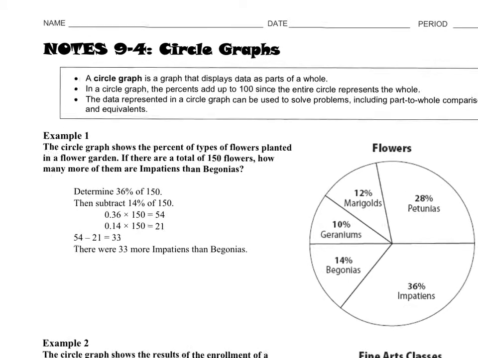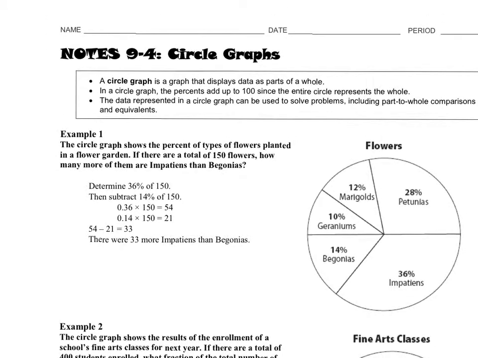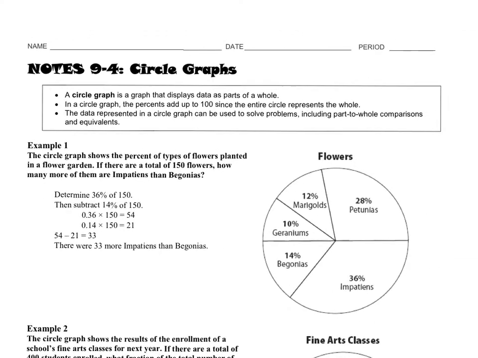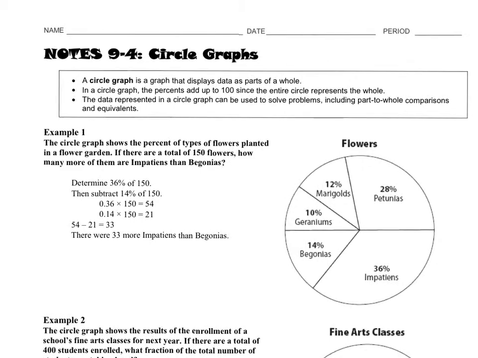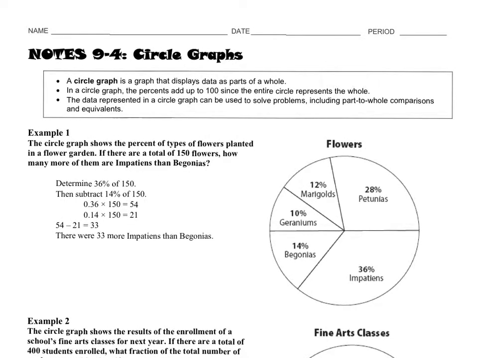Okay, circle graphs. So we did bar graphs, dot plots, box and whisker plots, all the things. This is the last part, circle graphs, which looks like a circle and it's broken up into percentages. Pie chart, circle graph. It's a graph that displays data as parts of a whole, just like everything else we've looked at. In a circle graph, the percents add up to 100, since the entire circle represents the whole. One whole, 100%, that's all of it.